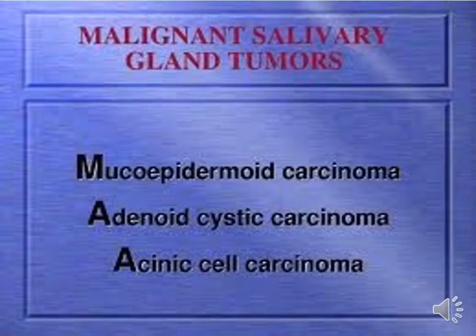There are three types of malignant salivary gland tumor: mucoepidermoid carcinoma, adenoid cystic carcinoma, and acinic cell carcinoma, besides the presence of lymph nodes that have squamous cell carcinoma present within the parotid lymph gland.